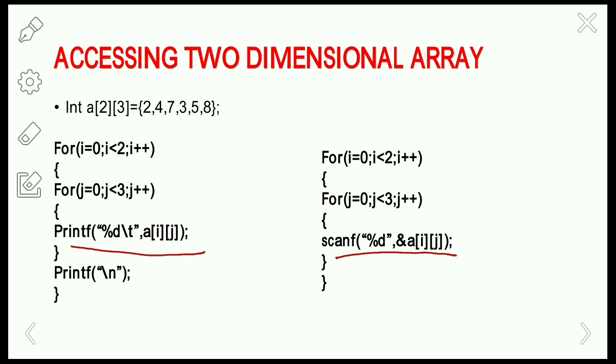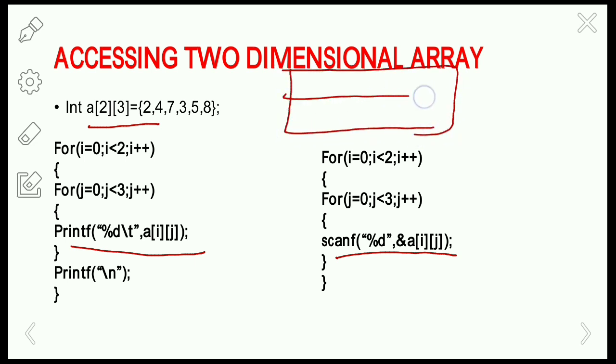Generally this array is a 2 by 3 matrix, that is 2 rows and 3 columns, and for i equals 0, i less than 2, i plus plus, the first for loop is assigned for printing the row values, and similarly the second for loop is assigned for printing the column values. And printf a[i][j]. So here we can access the particular value in the given ith row and jth column location.